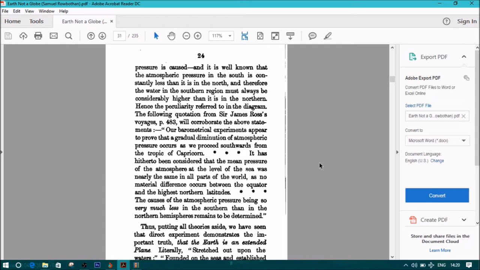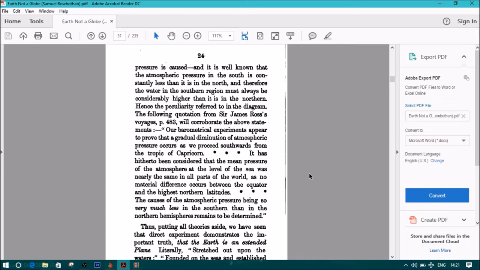The following quotation from Sir James Ross's Voyages, page 483, will corroborate the above statements. Quote, "Our barometrical experiments appear to prove that a gradual diminution of atmospheric pressure occurs as we proceed southwards from the Tropic of Capricorn. It has hitherto been considered that the mean pressure of the atmosphere at the level of the sea was nearly the same in all parts of the world, as no material difference occurs between the equator and the highest northern latitudes.